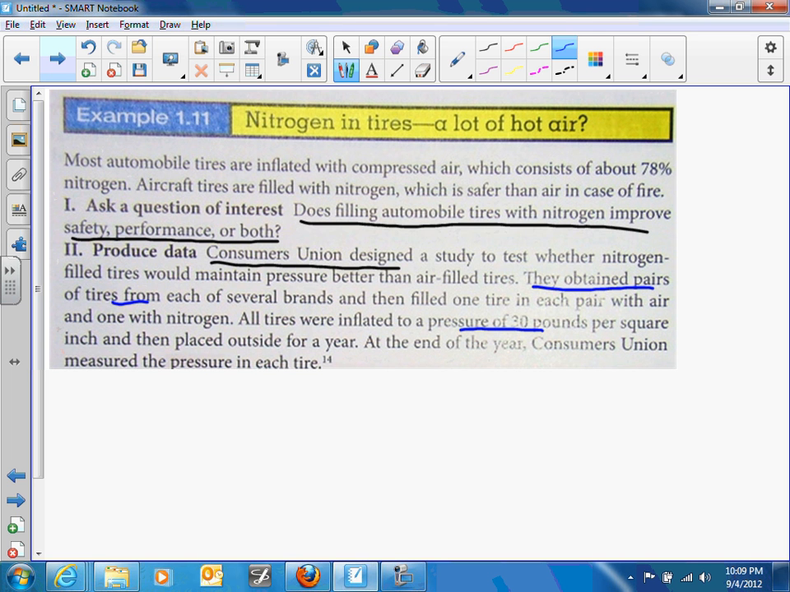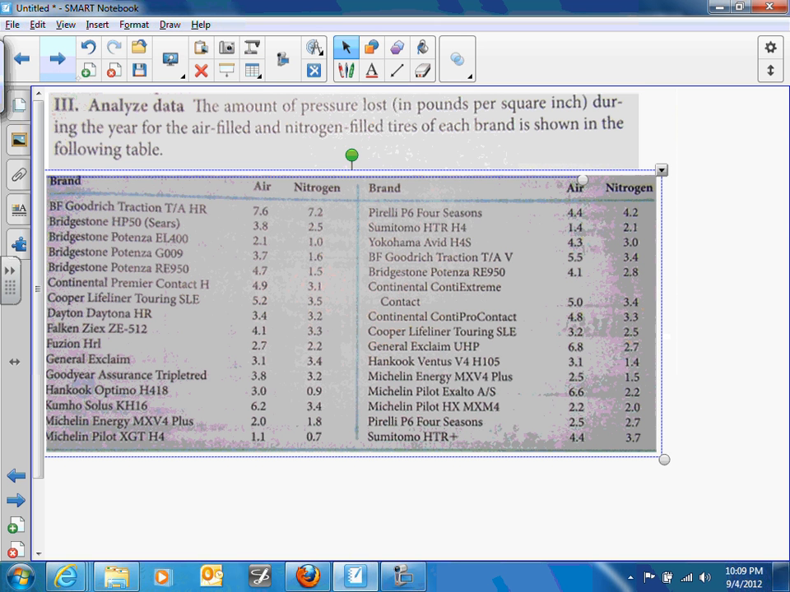All right, they're telling you that they're both under the same circumstances. They've both been placed outside for a year. At the end of the year, Consumers Union measured the pressure. So not only did they put each tire out there in the same element, then they measured it. Okay, they measured it. So that's producing the data. So again, 1 is ask the question, 2 is produce. If you remember, step 3 is analyze the data. So let's analyze and see what they did.